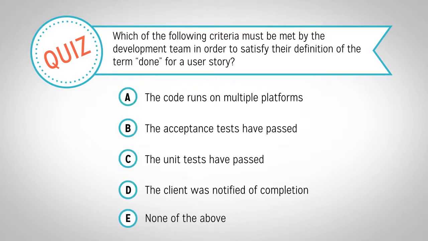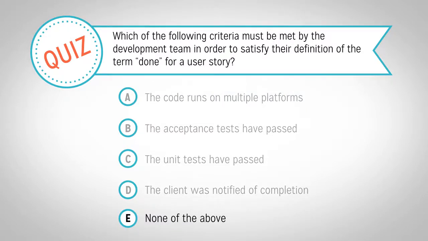The answer is E, none of the above. If a team defines done to mean that the code is readable, then producing readable code is all that is needed to satisfy their definition of done. If this definition works for Steve and his team, then nothing more is required. However, for more completeness, a team's definition of done should include having to pass acceptance tests and unit tests.